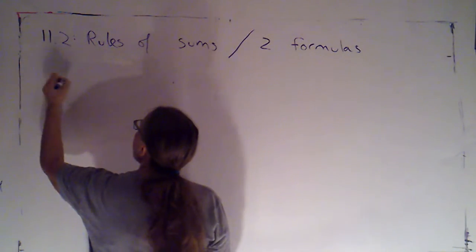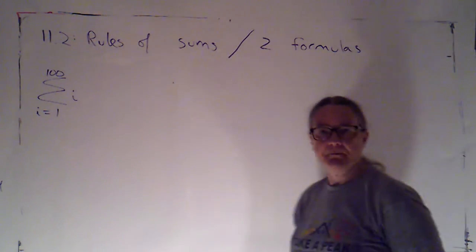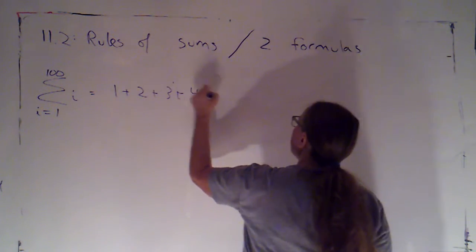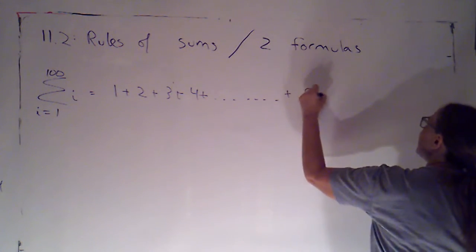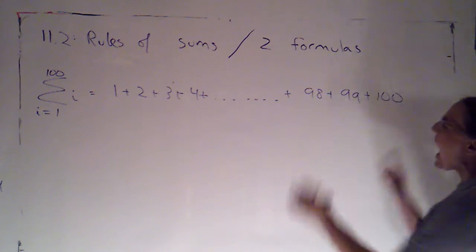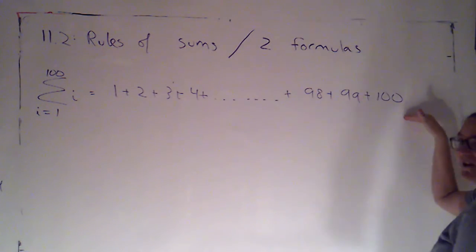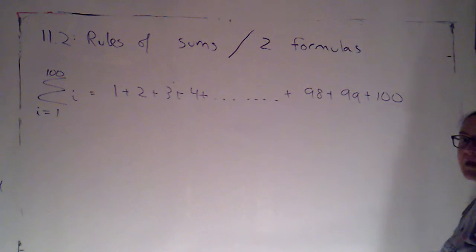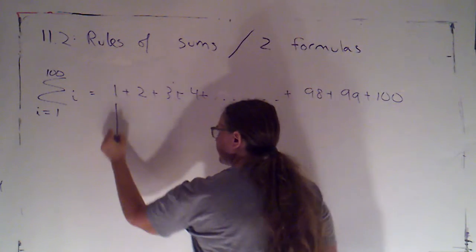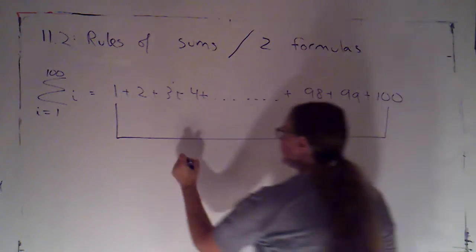So let's say I was doing the sum as i goes from 1 to 100 of i. So I know that's going to be 1 plus 2 plus 3 plus 4 plus dot dot dot plus 98 plus 99 plus 100. I don't want to do that by just starting here and adding the terms one at a time. That would take forever. But here's what I'm going to do. I'm going to take my initial term and my last term, and I'm going to add them together. And that's going to give me 101.